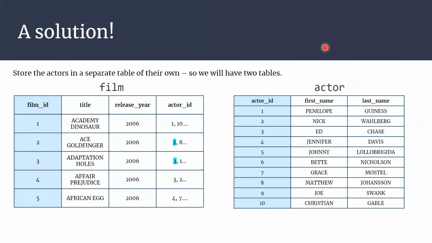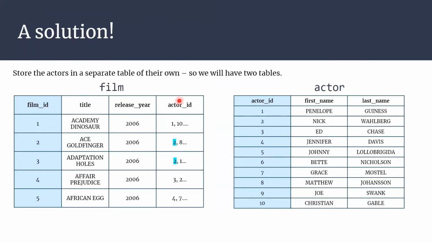So let's think of a solution. What we can do is we will separate the data. So we will have one table called film that stores the film details, and we'll have another table called actor that stores the actor details. And the film ID was the primary key for the film table. In the same way, we'll have an actor ID, which is the primary key for the actor table. So again, the primary key uniquely identifies every row in the table. So this actor ID is unique for every actor in this table. So no 2 actors will have the same actor ID.